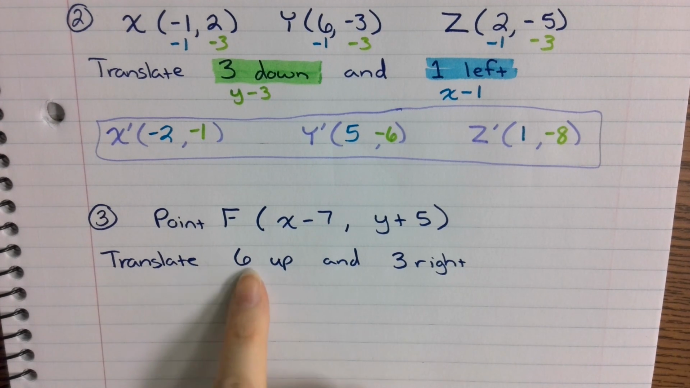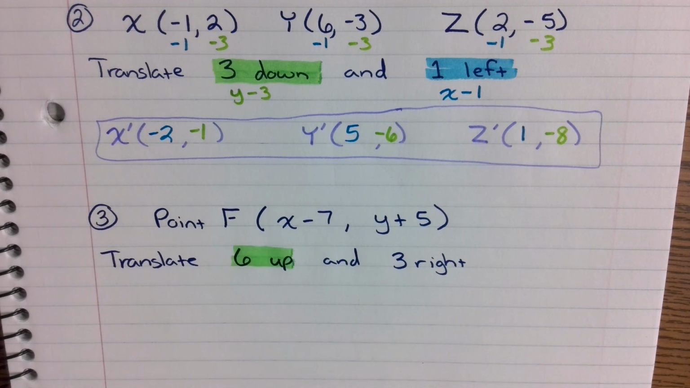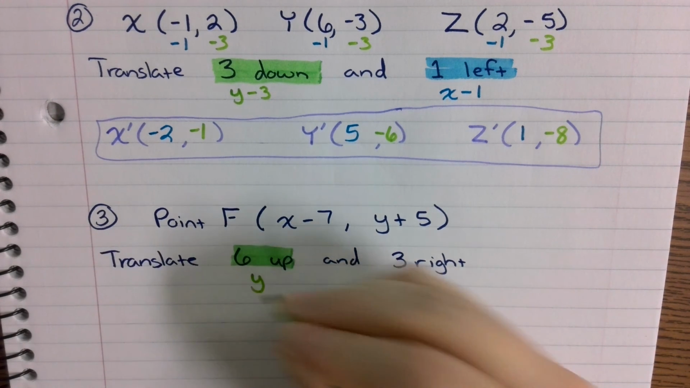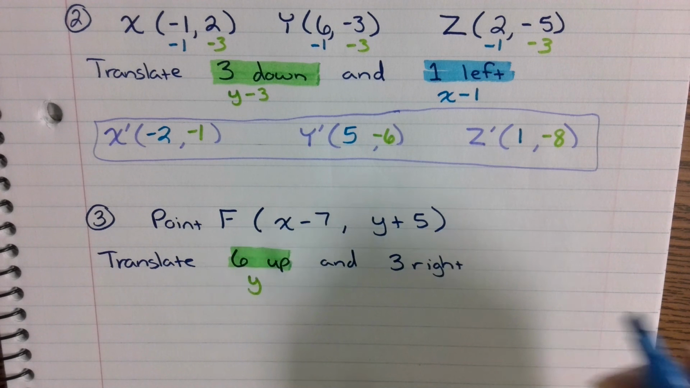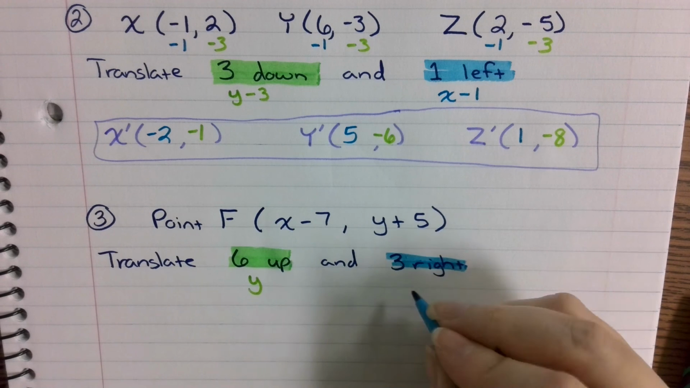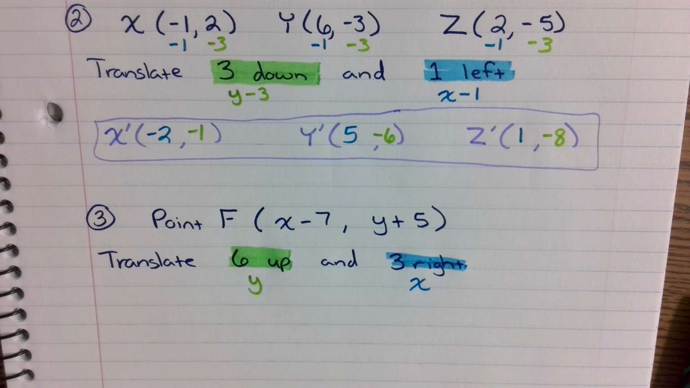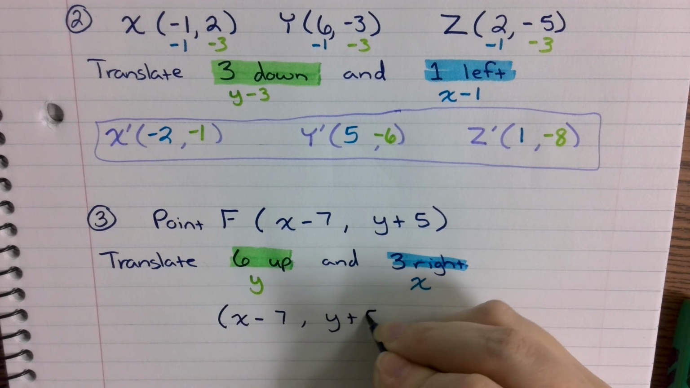So again, 6 units up, does that affect my x or my y? My y. So I'm going to highlight 6 up in green to show that it's going to affect my y, and I'm even going to put y underneath it. And then 3 units right affects my, what? My x. Good, so I'm going to highlight that in blue, and put a blue x underneath it. So when I'm looking at my point, I have x minus 7, and y plus 5 as my point F.